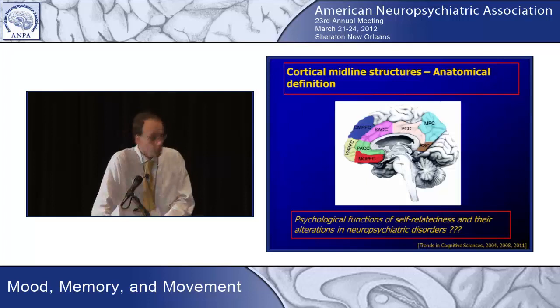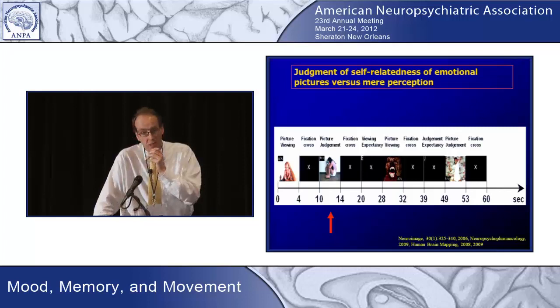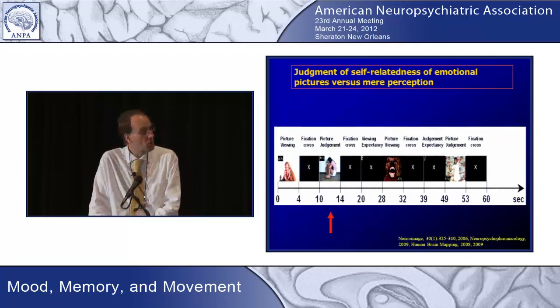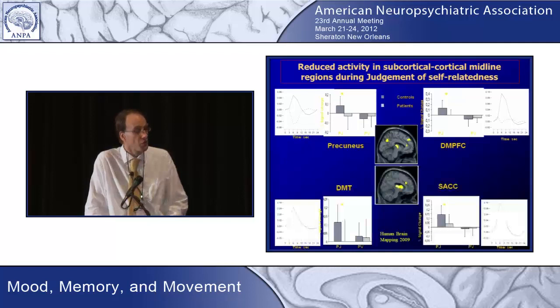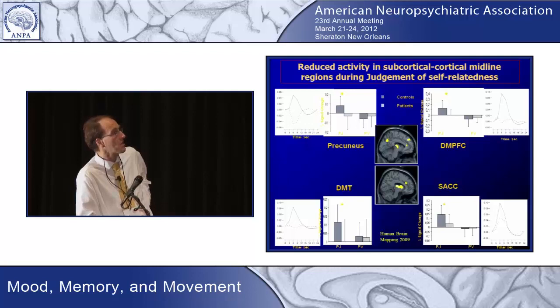So then we thought, okay, what about the self in depression? We presented subjects with emotional stimuli, and they had to evaluate the degree of personal relevance, how close and personally relevant these pictures are to them. This is just the judgment of self-relatedness, and you can see the comparison between depression and healthy subjects. And interestingly, again, you see a set of midline regions. And also interesting, you see some subcortical regions. This is something we often observe in our studies on the self.